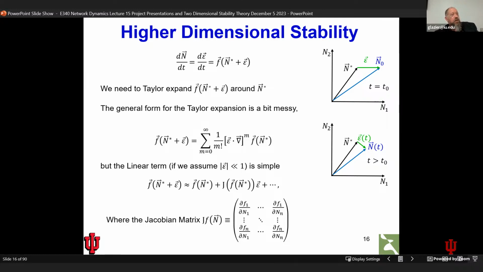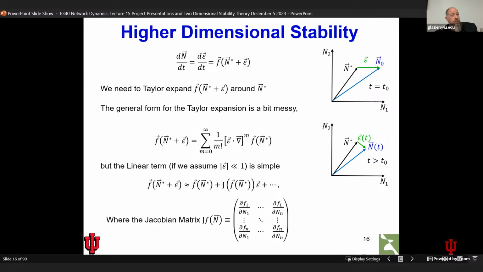And the Taylor expansion in arbitrary number of dimensions is a bit of a mess. But the linear term of the Taylor expansion in arbitrary dimensions is just the Jacobian. That's the first order derivative, partial derivative of the functions with respect to each variable. It comes up all the time.